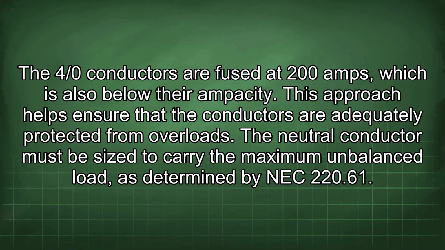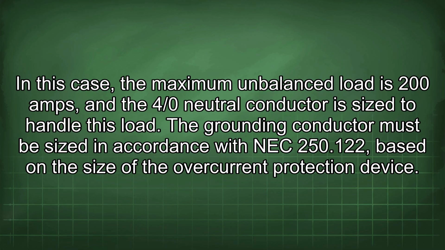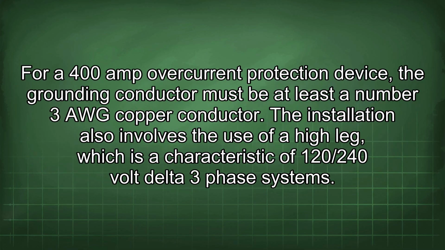The neutral conductor must be sized to carry the maximum unbalanced load, as determined by NEC 220.61. In this case, the maximum unbalanced load is 200 amps, and the 4/0 neutral conductor is sized to handle this load. The grounding conductor must be sized in accordance with NEC 250.122, based on the size of the overcurrent protection device. For a 400 amp overcurrent protection device, the grounding conductor must be at least a number 3 AWG copper conductor.